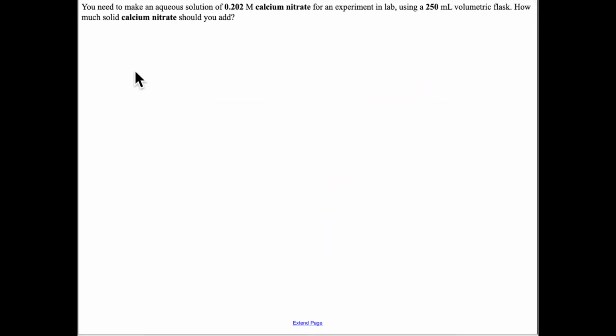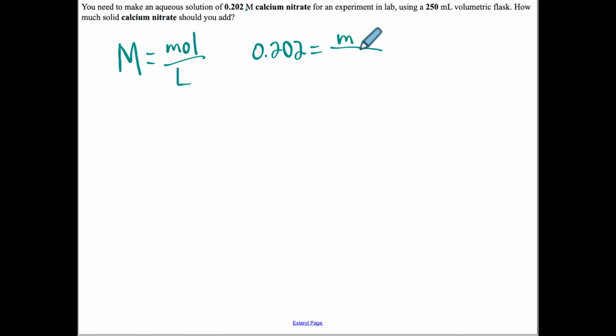Okay, this problem tells us that we need to make an aqueous solution of 0.202 molar calcium nitrate. We're going to have to use the molarity equation. So we're going to put this 0.202 in for the capital M. Since it asks how much solid calcium nitrate should I add, I want to solve for that in grams. But in order to get to grams, I need to solve for moles. So moles is what we're trying to find here.